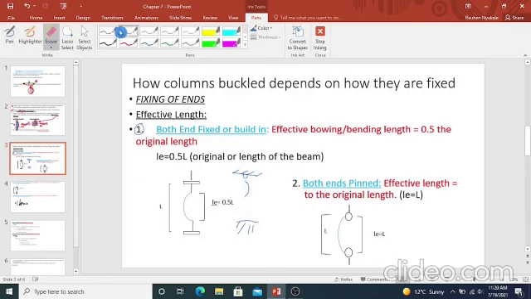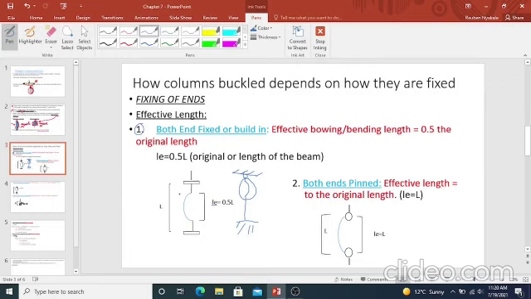Where this beam is being affected, it is called what? Effective length. That's what we are checking when the load is applied on the beam. Is the length of the beam affected holistically, or is it 50% of the original length that is affected, or 70%? That's what effective length is all about.